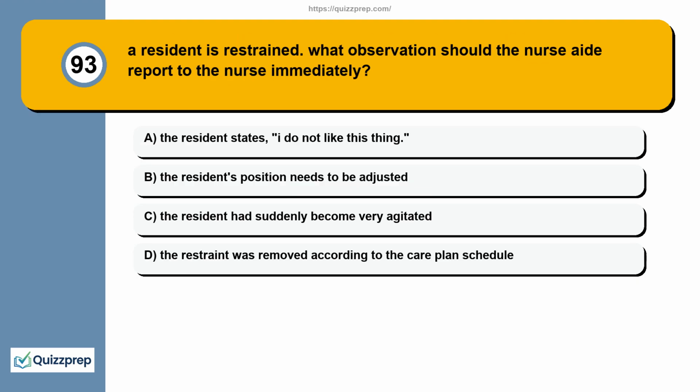Question 93. A resident is restrained. What observation should the nurse aide report to the nurse immediately? Option A, the resident states, I do not like this thing. Option B, the resident's position needs to be adjusted. Option C, the resident has suddenly become very agitated. Option D, the restraint was removed according to the care plan schedule.